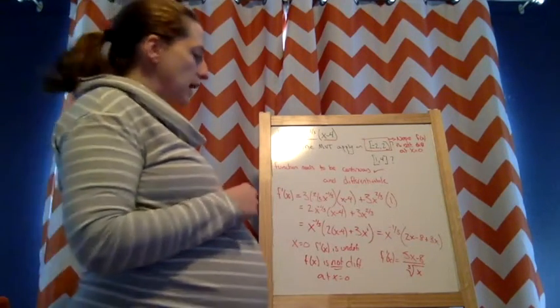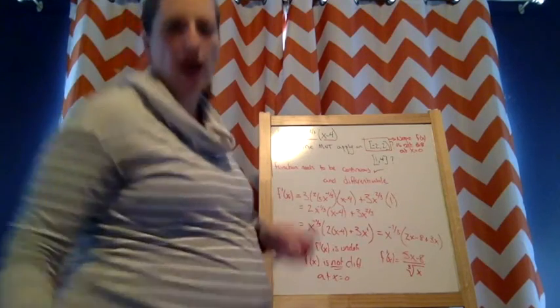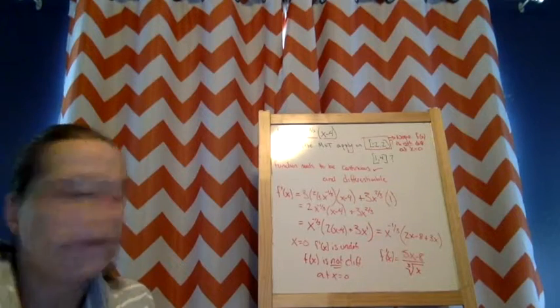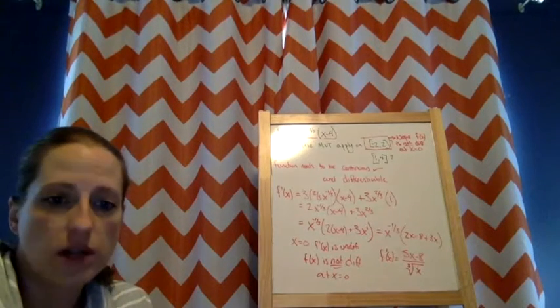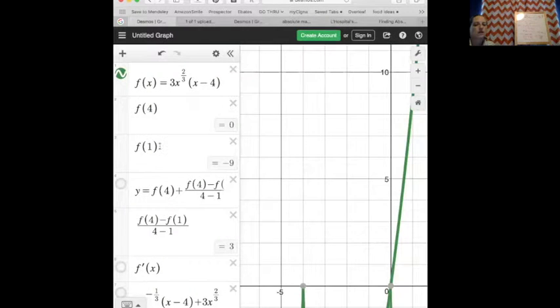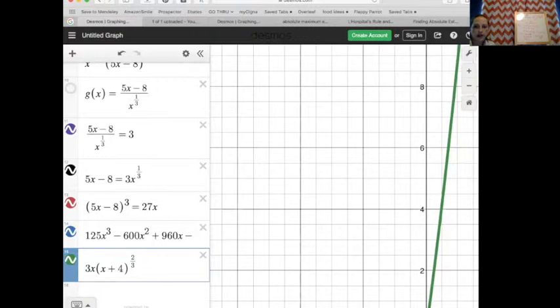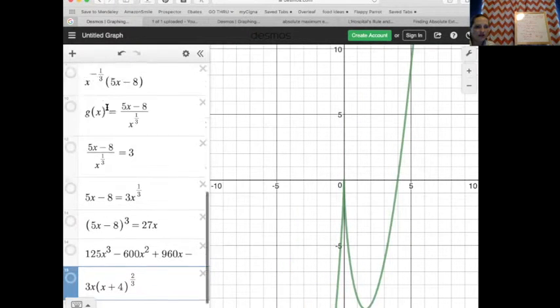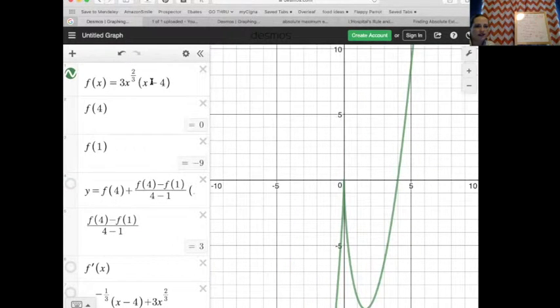Now, one nice way to check that is to just look at a graph. So let's real quick pull up a graph of this function. So I'm going to share my screen with you. Okay, so here on Desmos, I have graphed, oops, I've got to graph a bunch of things, so ignore that. But I have a graph of the function f of x equals 3 times x to the 2/3 times (x minus 4).